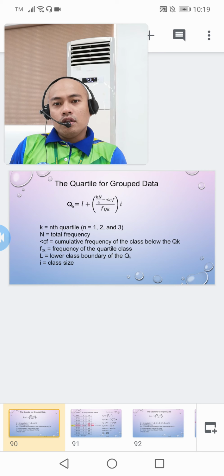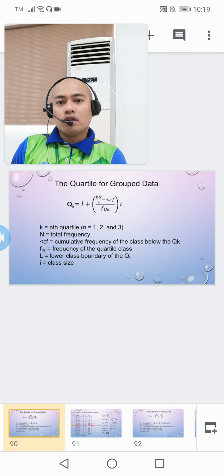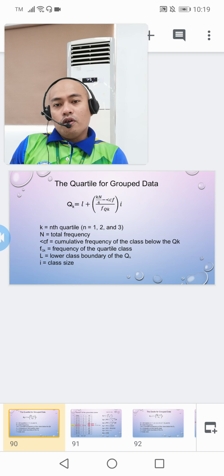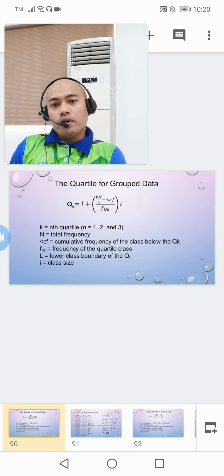Okay, in quartile, there are only three possible values of your n or of your k, which is 1, 2, and 3. If you are looking for quartile 1, say for example, then the value of your k will be equal to 1. However, if you are looking for quartile 2, then the value of your k will be 2. And lastly, if you are looking for quartile 3, then the value of your k will be 3.